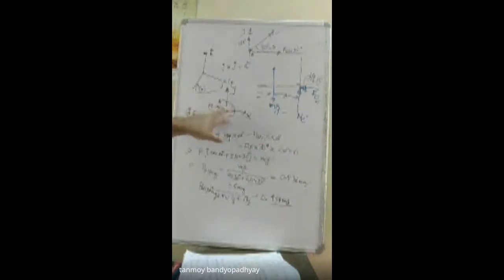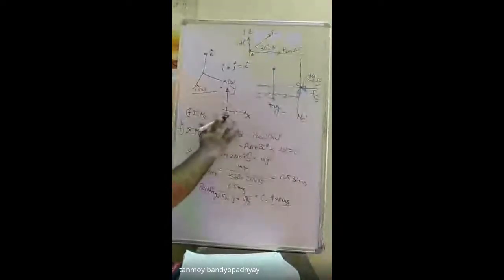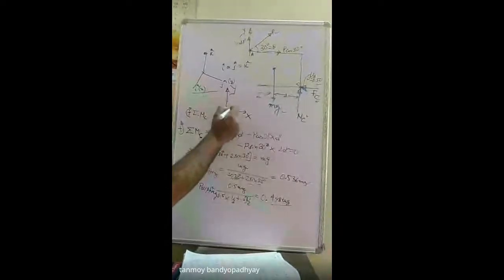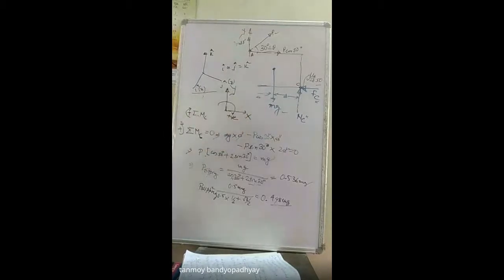This is the best way to mention it. If you are taking clockwise as positive based on this notation, then the clockwise direction goes in the minus k direction. So that is what you have to keep in mind while calculating the moments. It's a bit confusing.